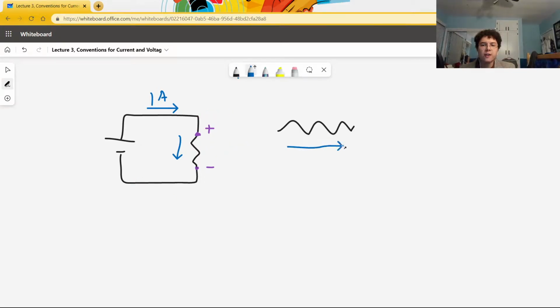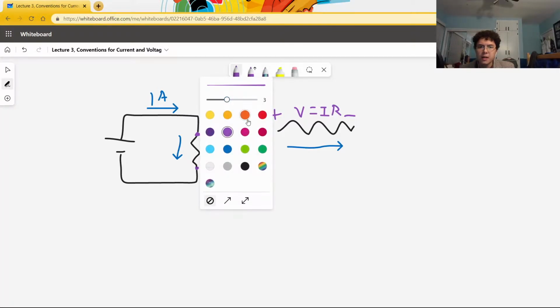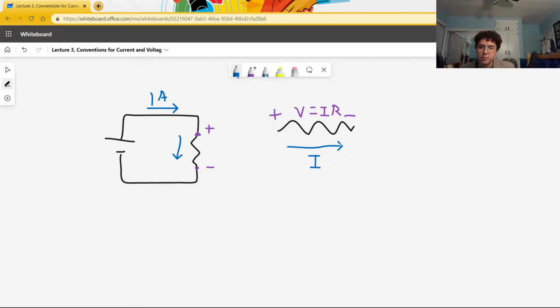When you draw a current arrow traveling across a resistor, and you want to talk about voltage across that resistor, your positive terminal should be at the beginning of the arrow, and your negative terminal should be at the end of the arrow. If you do this, then V equals IR, where I is the current of this blue arrow, and the signs will all work out. If the current across the resistor in this direction is positive, then this V will be positive.